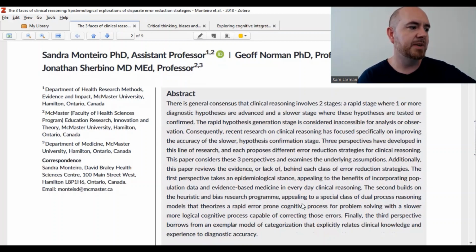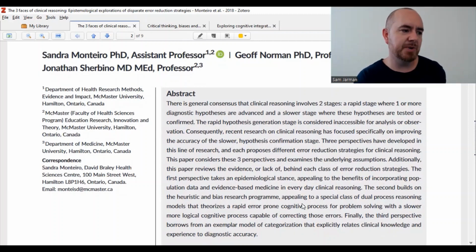Three perspectives have developed in this line of research. Each proposes different error reduction strategies for clinical reasoning. This paper considers these three perspectives and examines the underlying assumptions. Additionally, this paper reviews the evidence, or lack of it, behind each class of error reduction strategies.